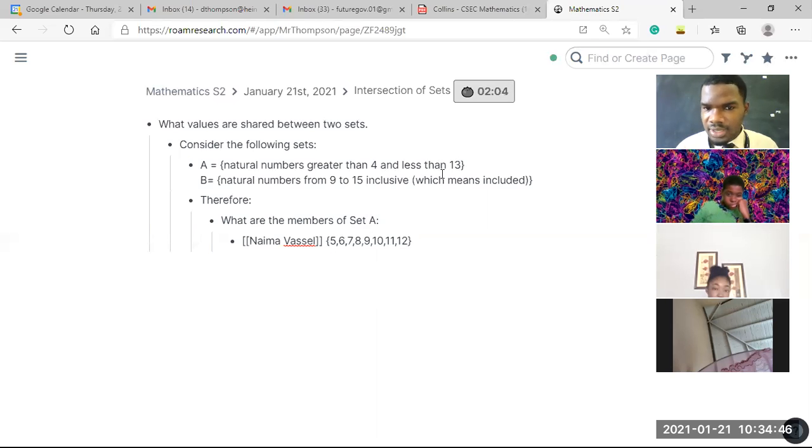Because it didn't say inclusive. Right, it didn't say inclusive or it didn't say less than or, sorry, or equal to. If it said inclusive or equal to, then we would add 13. Thank you, Naima. So we're going to put A is that.